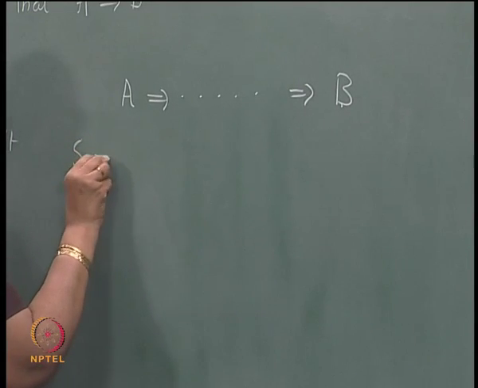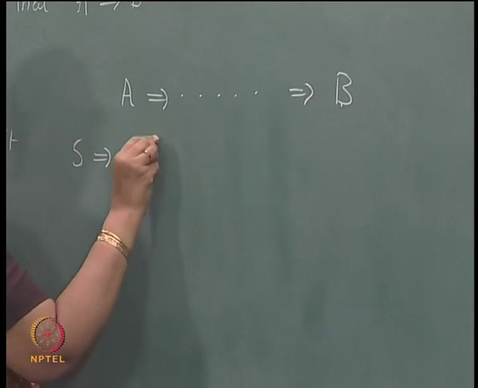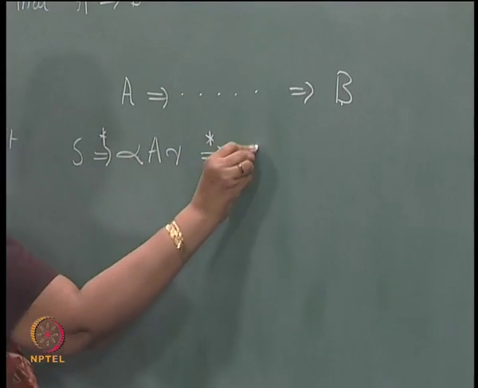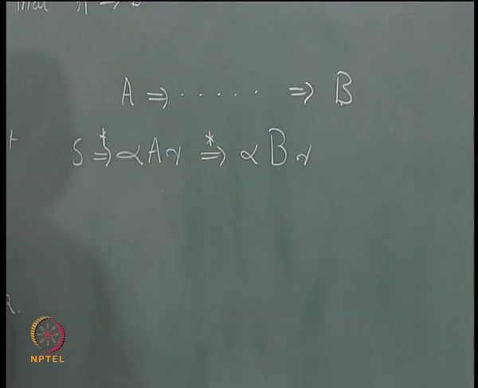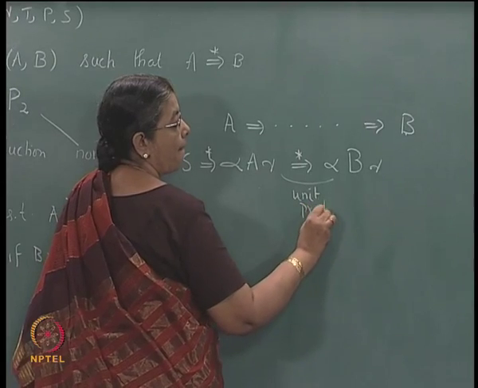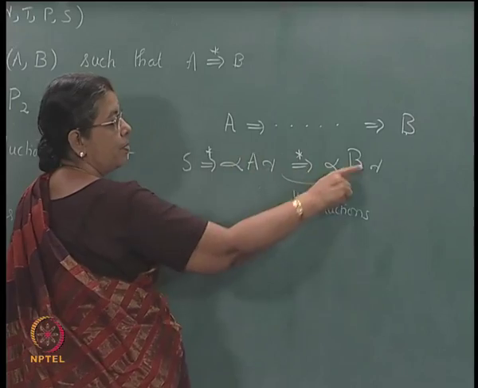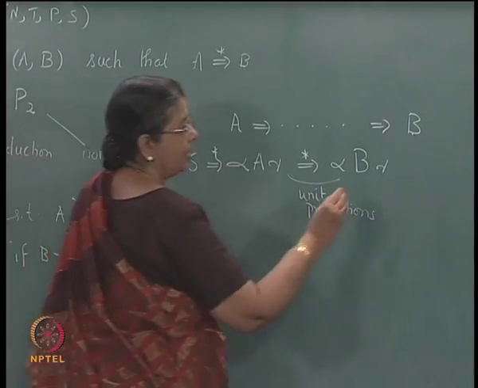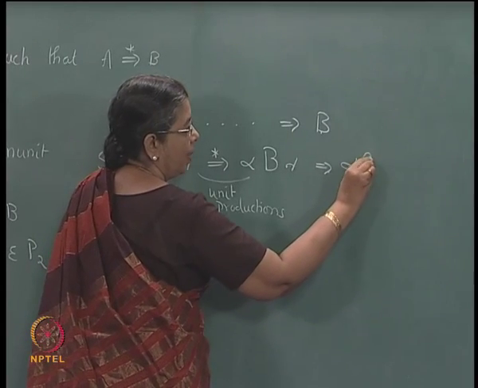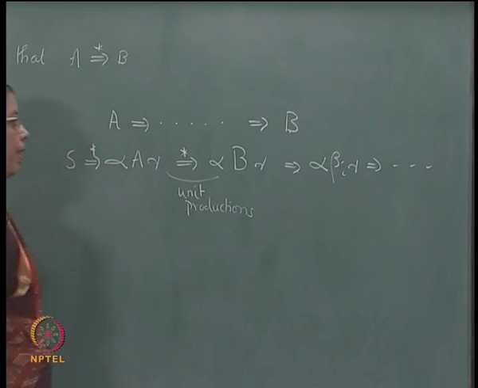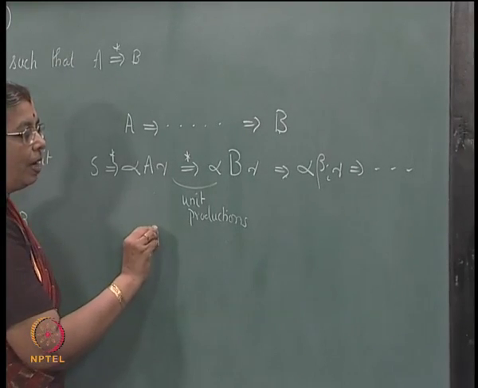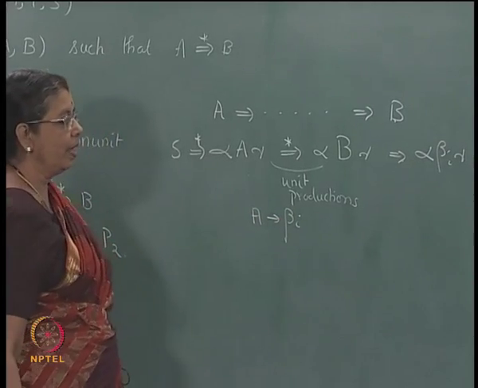Suppose in a derivation from S, you may have a sentential form, say alpha A gamma. After some steps making use of unit productions only, you get alpha B gamma, because from A you are able to derive B, and these steps use only unit productions. Then after some step, you may be using some rule B goes to beta i. So the next step may give alpha beta i gamma, and so on. But in the grammar G dash which we have constructed, you have added the rule A goes to beta i.